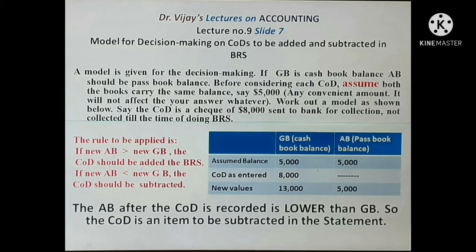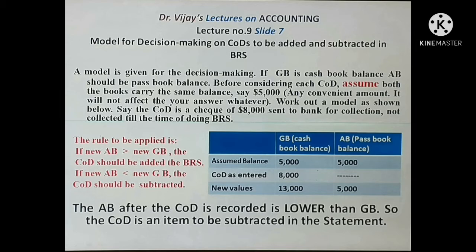Then we are showing the cause of difference. What is the cause of difference? Read the last sentence in the first paragraph. Work out a model as shown below. Say the COD is a check of $8,000 sent to bank for collection, not collected till the time of doing BRS. We know when the check is sent to bank for collection, the account holder will record it in the cash book. But the bank will record it in passbook only when the check is actually collected from the party who has issued it and money comes to bank account. That has not happened. So far the money has not come to bank account, and so no entry in passbook.